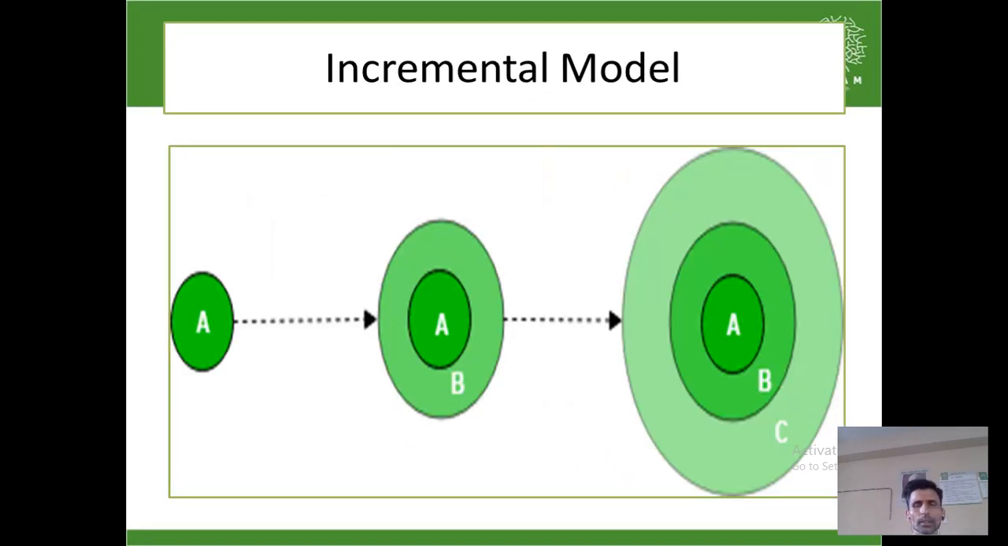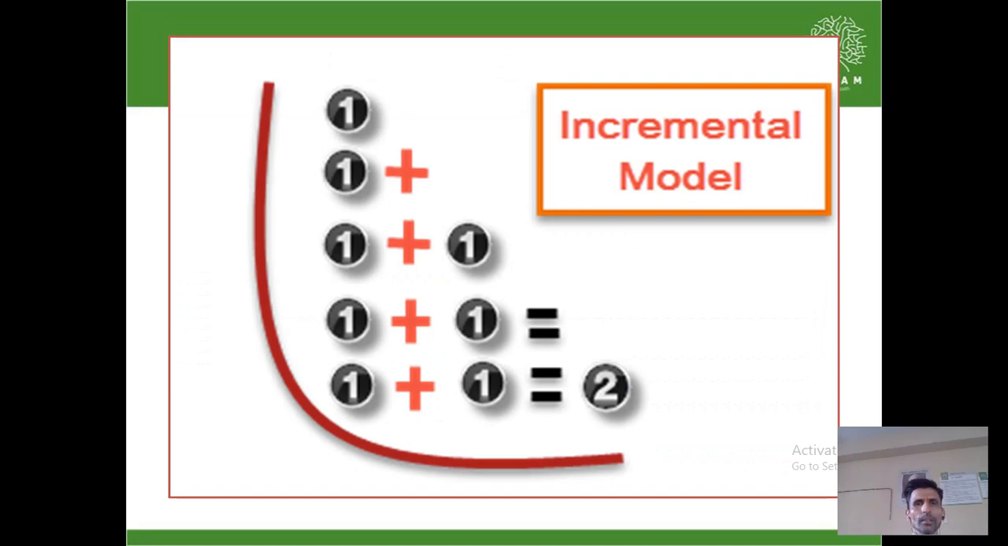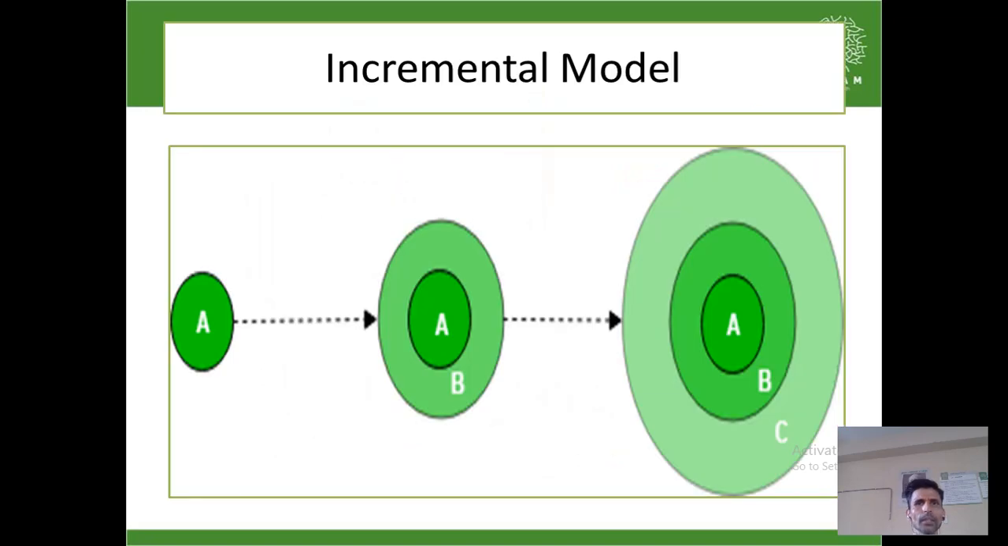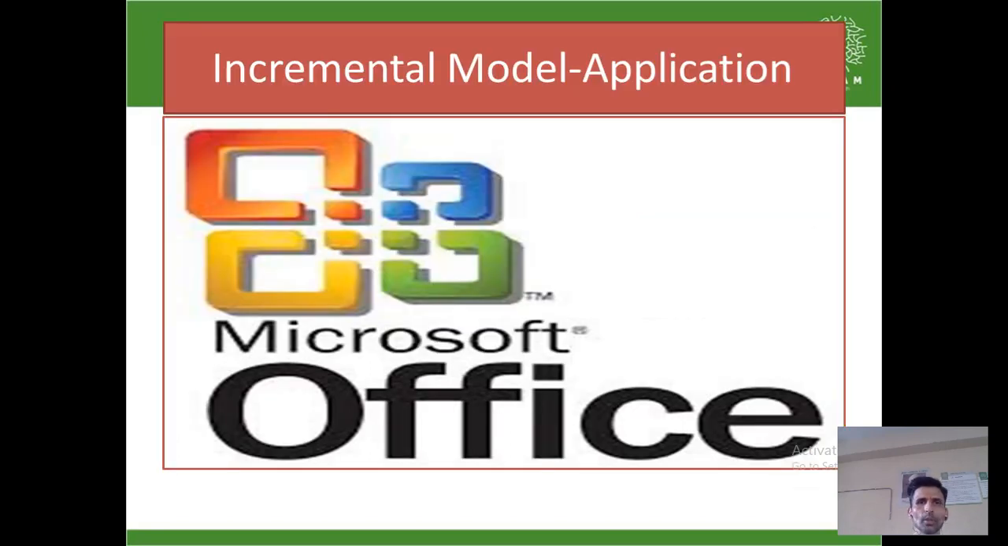For example, 1 plus 1 plus 1, where 1 plus 1 equals 2, and then you get the final product. At the same time, that is an incremental model. For example, there are parts A, B, and C of a software product. You develop A first, after that you develop the B part, and at last you get the ABC parts, the total product. These are some applications of incremental models.